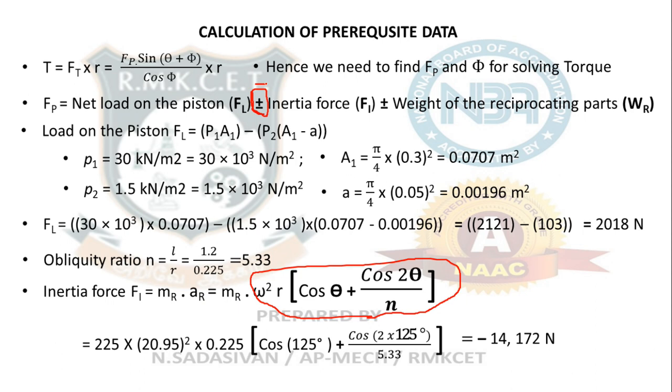If you see here, when your piston goes from 0 degree to 90 degree, you will subtract the inertia force from the load on the piston, and for angle greater than 90 to 180, you should add the inertia to the load on the piston. If you keep a default negative symbol and you get a negative answer, you subtract a negative answer, what will happen? You will get a plus symbol by default. This symbol variation is taken care of by the formula itself.